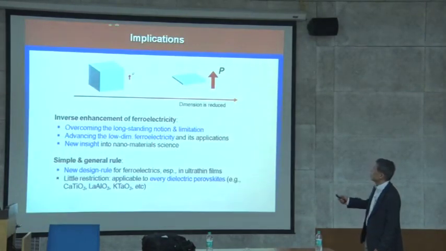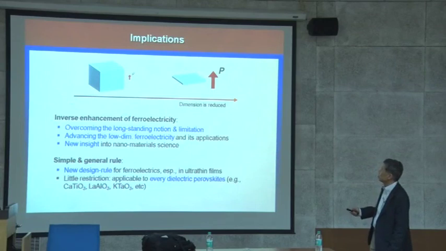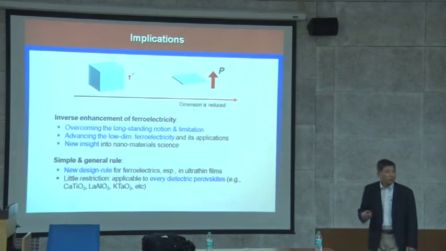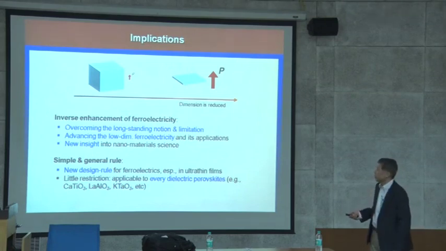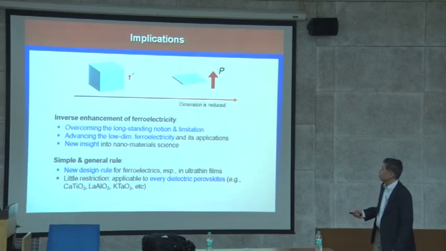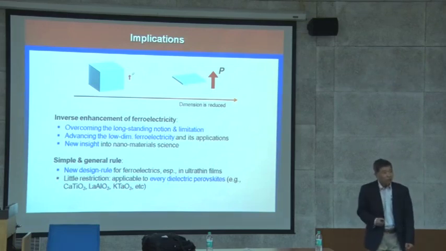So now the implication is an inverse enhancement of ferroelectricity: as dimension is reduced, ferroelectricity actually emerges. This is a new insight in nanomaterial science. When you get smaller, you can create it, and this gives a simple and general new design rule for ferroelectricity in ultra-thin films. And this is not limited to strontium titanate. With any dielectric material creating nanopolar regions, you can do the same thing.